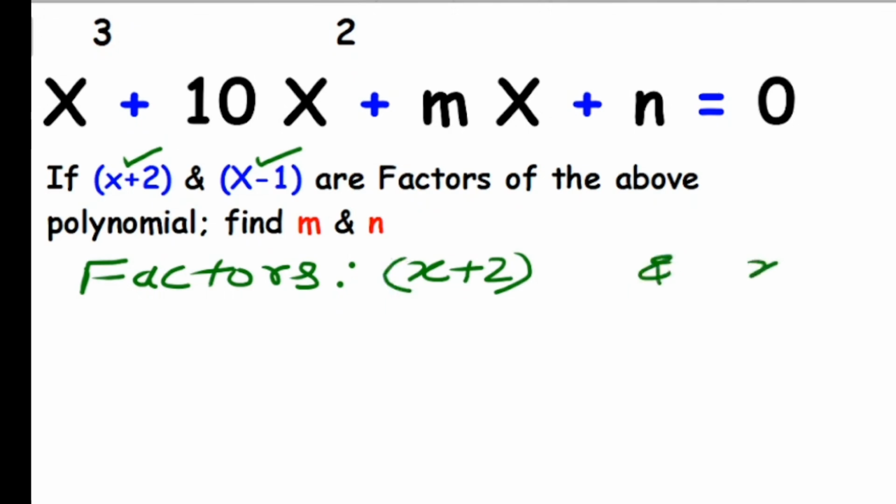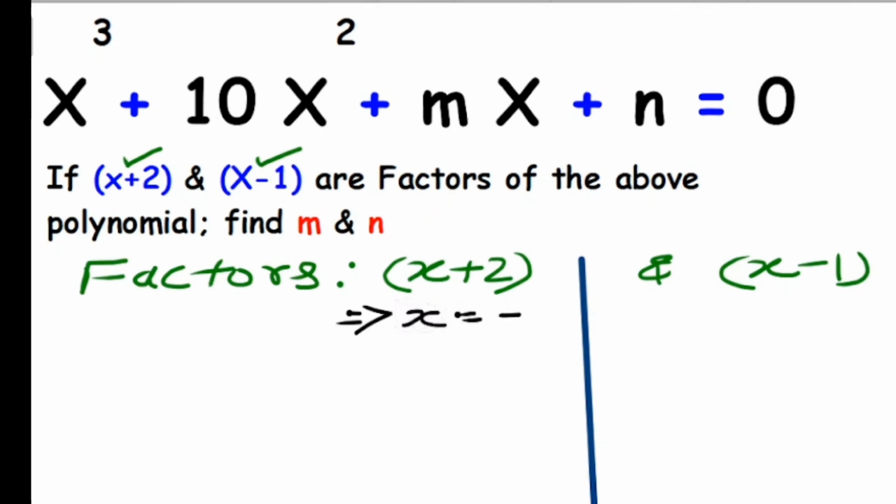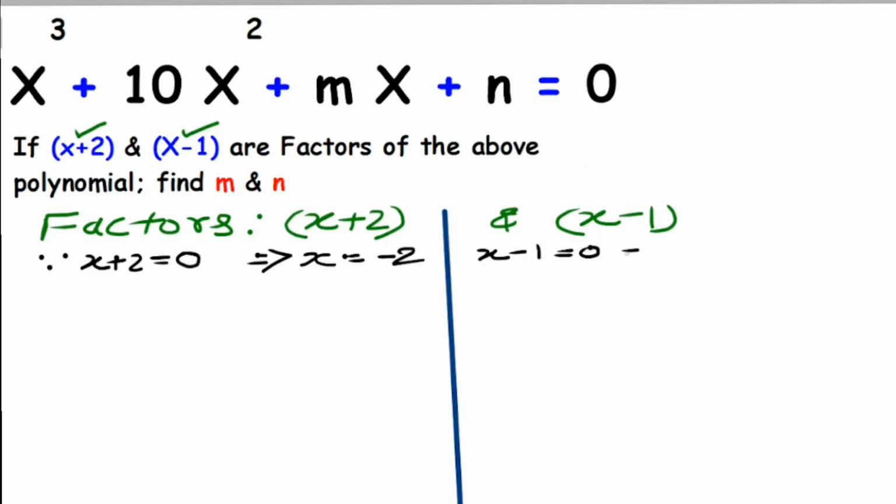get x equal to minus 2 and x equal to 1. So the two factors x plus 2 and x minus 1 will give you two values, x equal to minus 2 and x equal to 1. And same is shown over here. What I have said to you, that's x equal to minus 2. Why? Because x plus 2 is equal to 0. We have equated it to 0. This will give you x equal to minus 2. And similarly, since x minus 1 is equal to 0, this will give you x equal to 1.